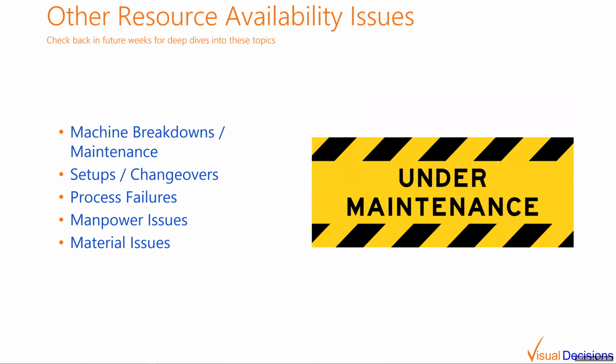So these aren't the only reasons that machines go down. Machine breakdowns are just one example of why you have availability issues on the machine in the first place. Check back with us in future weeks. We'll do deep dives into these topics as well, looking at setups and changeovers and how you can optimize those, looking at process failures, whether it's having a machine that is either starved of materials or blocked downstream, or any other type of process failure, manpower issues, material issues, and so forth.